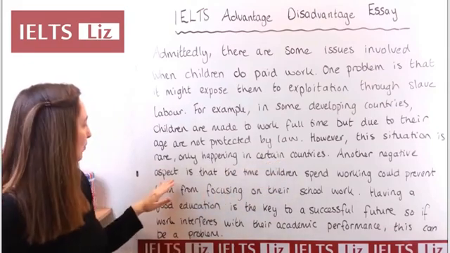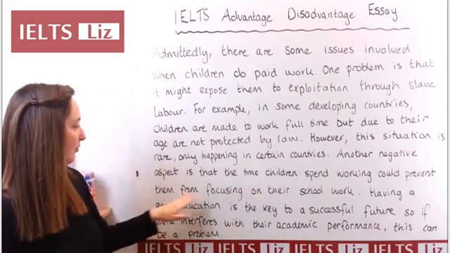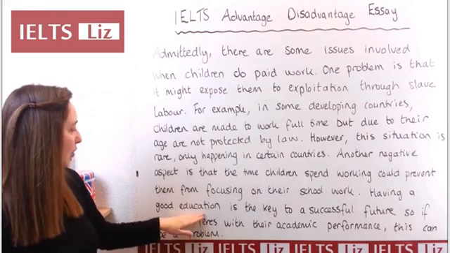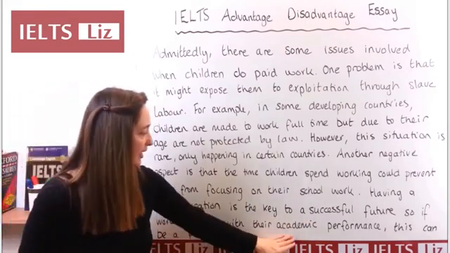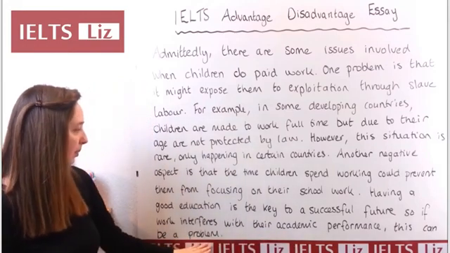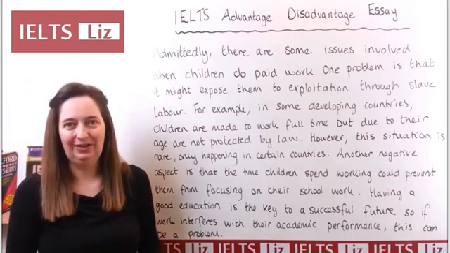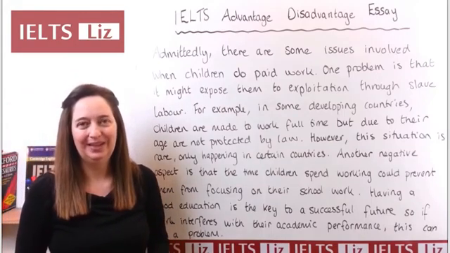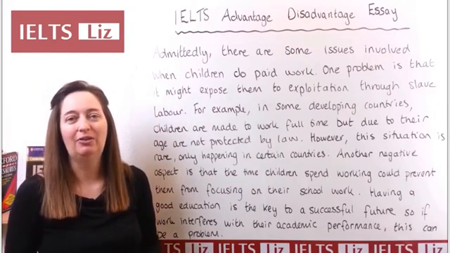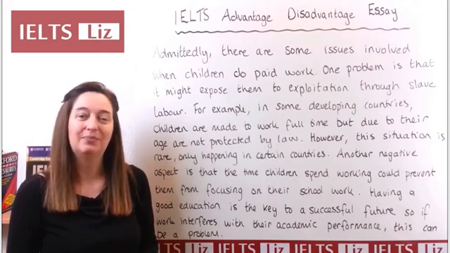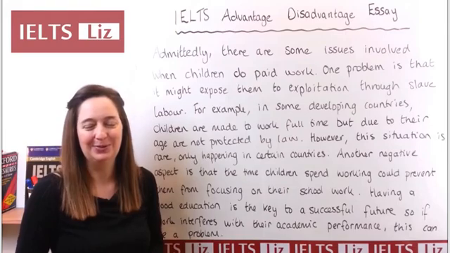And then we carry on. We've got another negative aspect, is that the time children spend working could prevent them from focusing on their schoolwork. And we've got, it's the key to a successful future. So if it interferes with their academic performance, it could be a problem. But again, we've got if it interferes, not that it will interfere, but maybe it will interfere. So you can see that there are some differences with this body paragraph, but they're small differences. Small, but very important for a high band score.